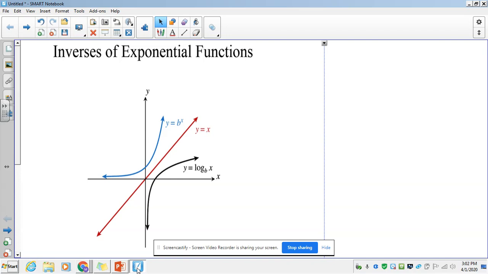Okay, so here is a screenshot of the graph. The blue is your exponential function. Your black is the logarithmic function. We talked about how they were inverses, which is how we know that they are a reflection over the y equals x. So today we are going to concentrate on how the logarithmic functions look and how this graph, the black graph, is going to move based on the transformations.